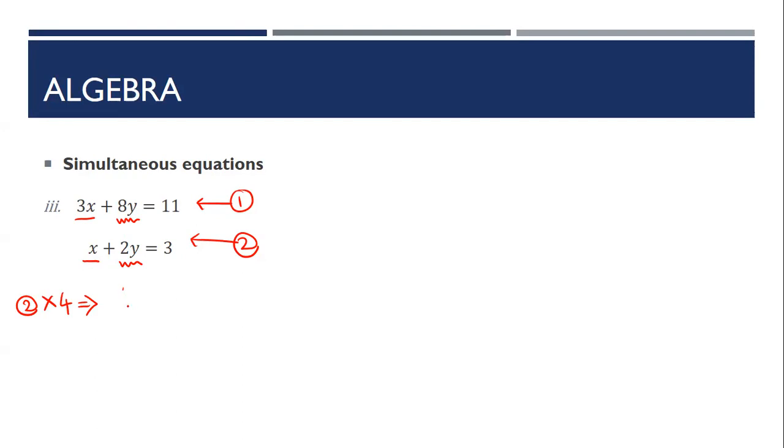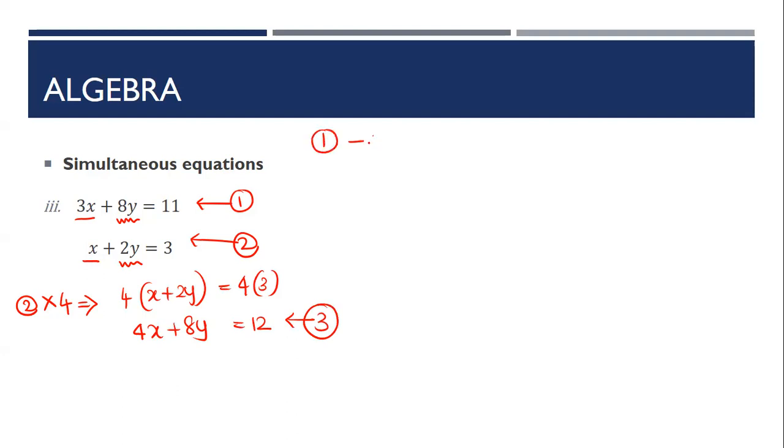So 4 into x plus 2y is equal to 4 into 3. So here 4x plus 8y is 12. This is my third equation. Here I take the first equation minus the third equation. So the left hand side, 3x plus 8y, minus the third equation.